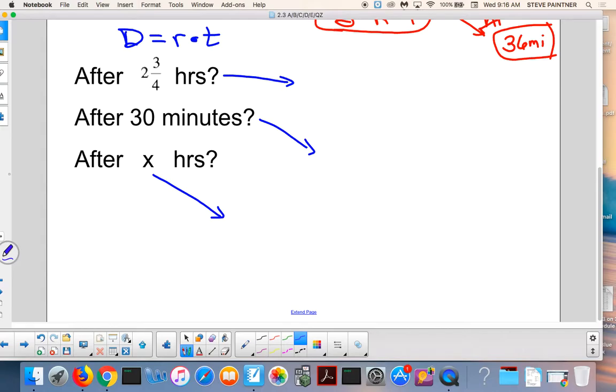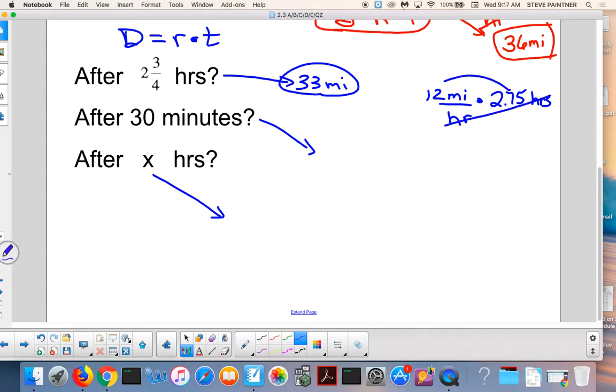Okay, Chris, 2 3/4 hours. What was the answer? 33 miles. 33 miles, he says. Okay, he's right, and pretty much all you have to do is this. 12 miles per what? Hour times. Chris, how did you type that in your calculator? 2.75. Okay, so Chris changed it over to decimals, and he said this. And then he took that times that and got that. Okay?